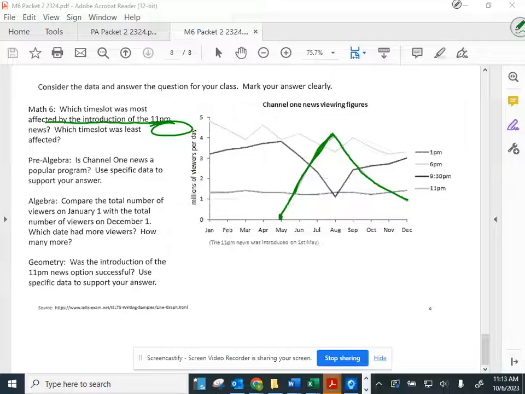Then our second question is, which time slot was least affected? Which time slot did people just keep watching? They didn't care. They put in an 11 o'clock time period. They just kept watching. They didn't stop watching. So it's going to be more of a straight line because it was not affected. So which one was not affected? You're going to put that answer right there. That's it. That's all we have to do. You have to look which one dropped the most when 11 p.m. news started in May, which one dropped, and which time stayed the same.